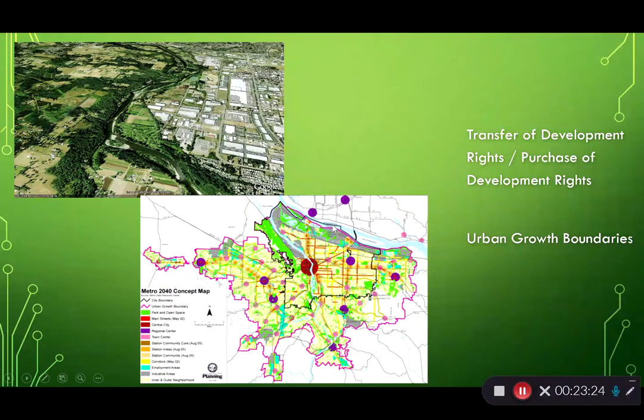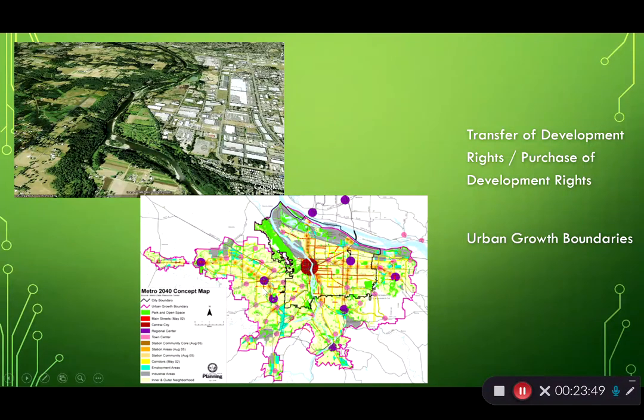Urban growth boundaries are basically building a hypothetical wall around your city, looking at 20-year growth expectancies and how much the city might grow within that 20-year period, drawing a line in the sand and saying all new development has to happen within this boundary. And what that does is it creates a hard line that developers know they have to work within.